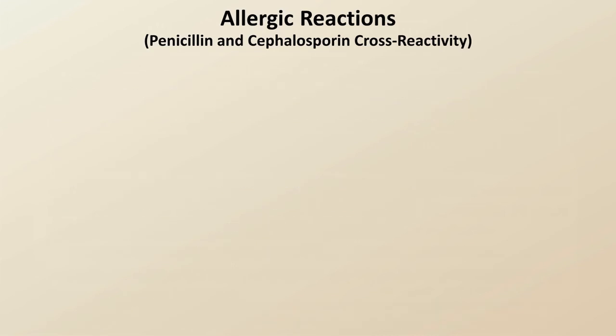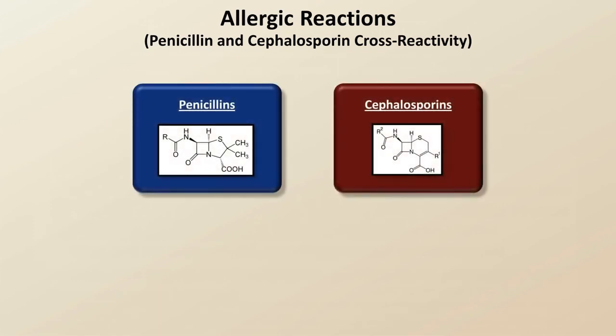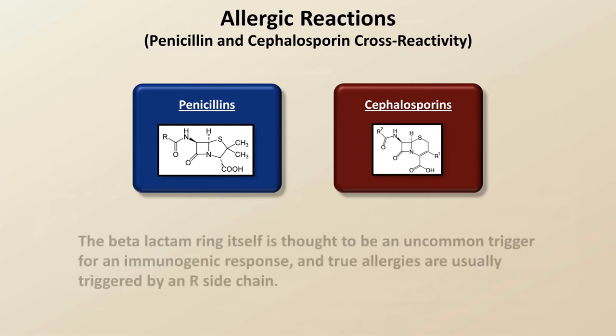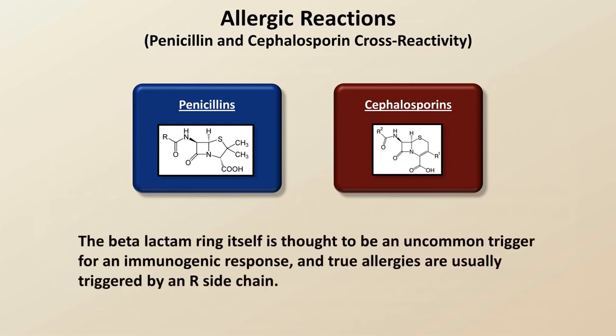Let's look at those side chains in more detail. Here are the general structures of the penicillins and cephalosporins. We can see that 4-member beta-lactam ring in the middle of both. In addition, penicillins have one variable side chain, denoted here by the letter R, and cephalosporins have 2. It is these side chains which are responsible for the differences in activity and effect between members within the same class. Although there is some debate about this, the beta-lactam ring itself is thought to be generally an uncommon trigger for an immunogenic response, and true allergies are usually triggered by an R side chain.